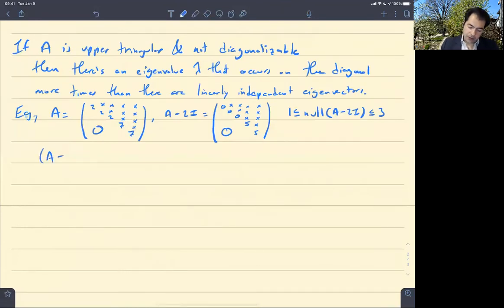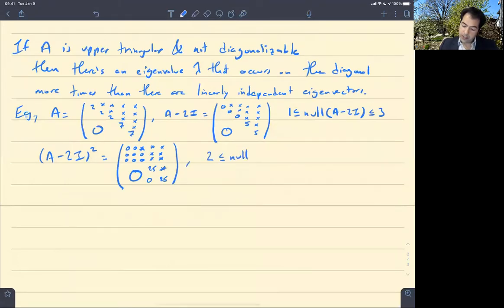Now, if you were to do A minus 2 times the identity and square that, what happens? Well, notice that if we were to think of this in blocks, then this block is all zeros, this block, who knows, and this block is strictly upper triangular. So when I square this, it's going to get further from the diagonal. So this block, I'm going to have all zeros. Then here I'm going to have zeros, and I have nothing to say about this block. And then here, those 5s are going to get squared, so I get 25s, and then 0 and who knows. Okay, so now the nullity of this is at least 2, and again, at most 3.